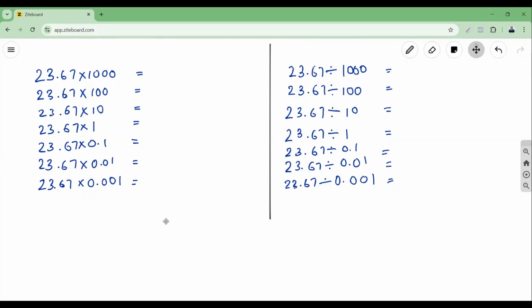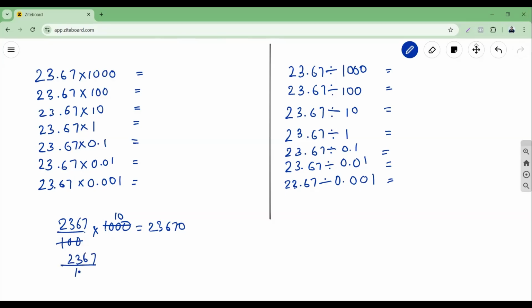Okay, 23.67 multiplied by 1,000. How do you do it? You're going to change that into a fraction, isn't it? 23.67 means 2367 over 100, multiplied by 1,000. Correct? This is how you will do it. And we know that because it's 100 times 100 times 10, we can do that. And so the answer becomes 23670.